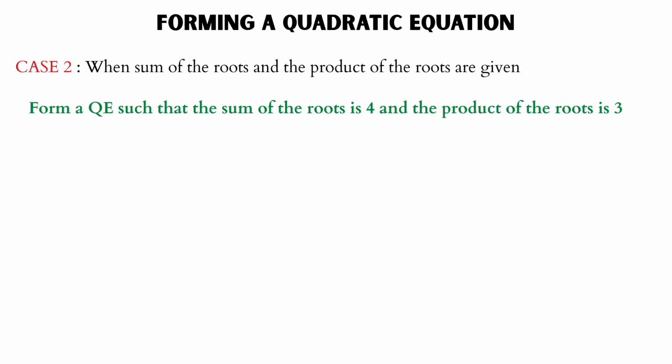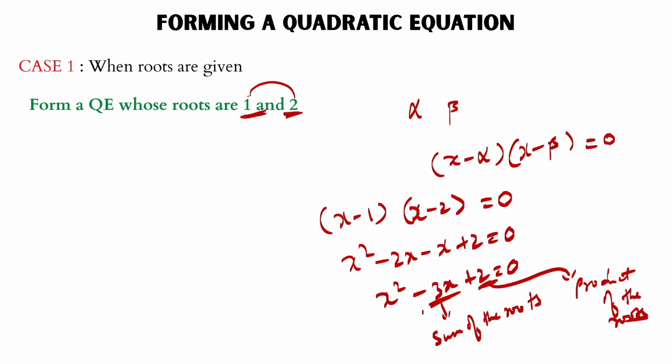The second case is when the sum of the roots and the product of the roots are given, right? For instance, form a quadratic equation such that the sum of the roots is 4 and the product of the roots is 3. So in this case, what is given? Sum is given, alpha plus beta is 4, alpha beta is 3. I think we haven't generalized this equation.